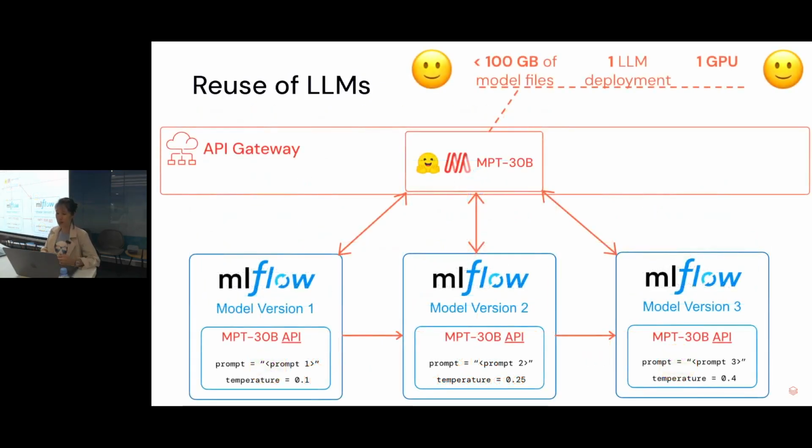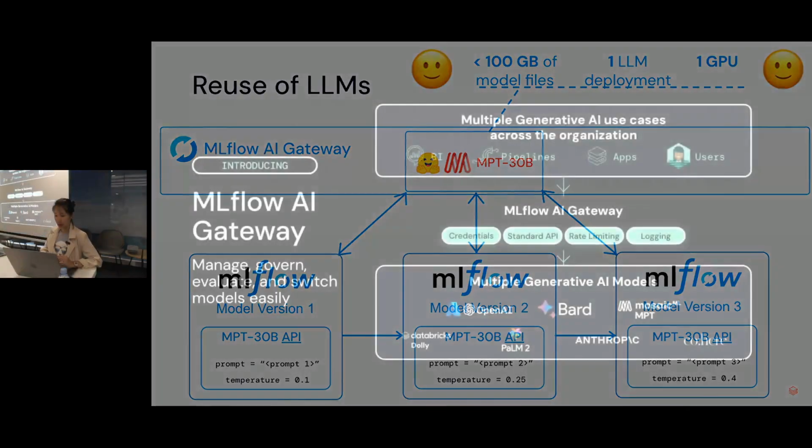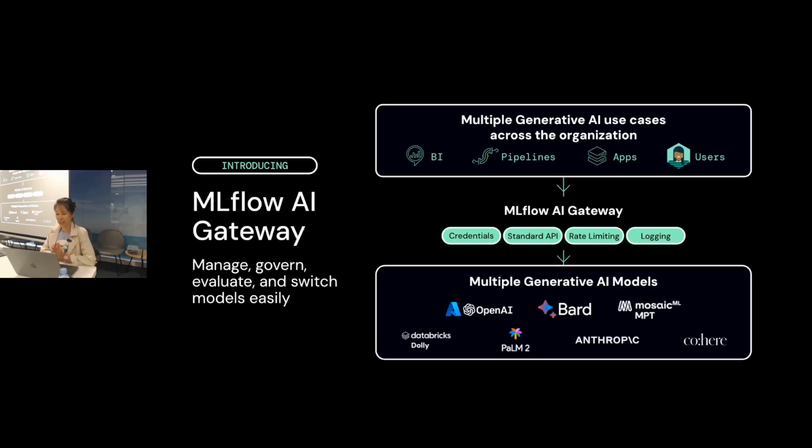So ideally, an infrastructure admin hosts one version of MPT30B and allows different people within an organization or a team to call this one model, so that instead of 3 different deployments, we're just working with one GPU. The way we can do that is through an AI gateway, which is a new feature inside MLflow 2.6. The idea behind MLflow Gateway is to allow for better management of these AI models.